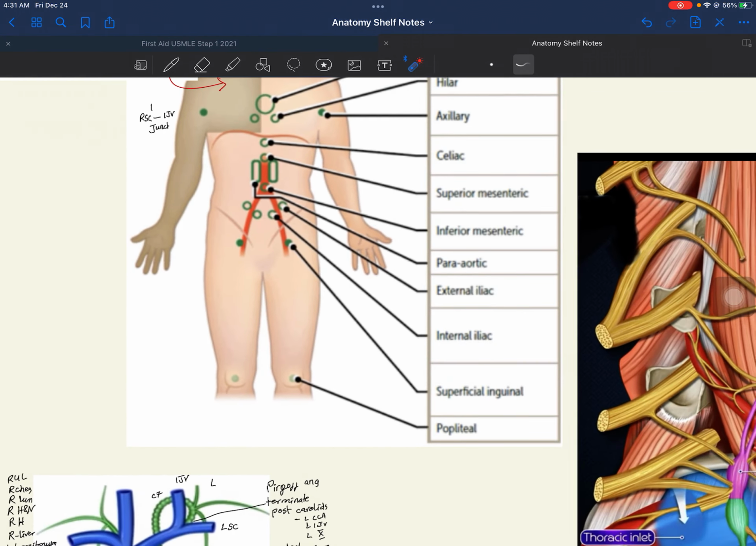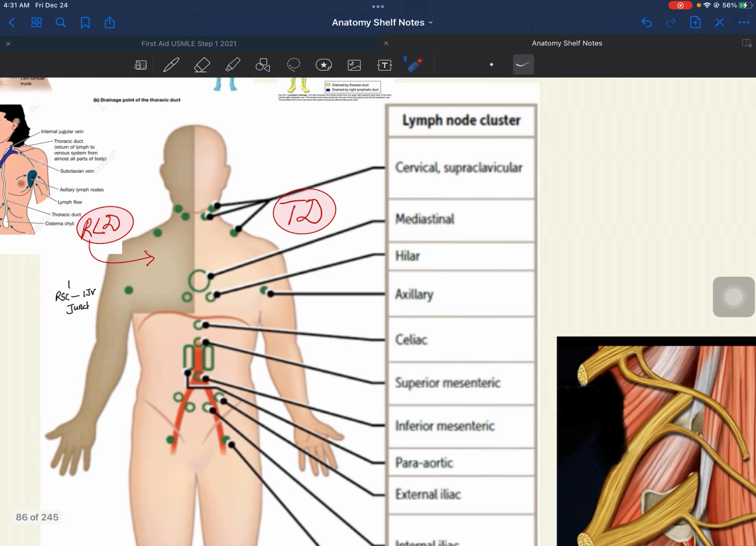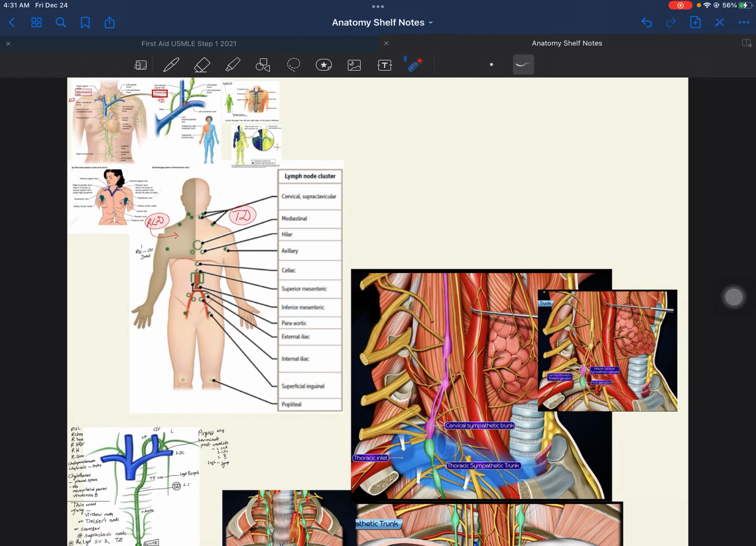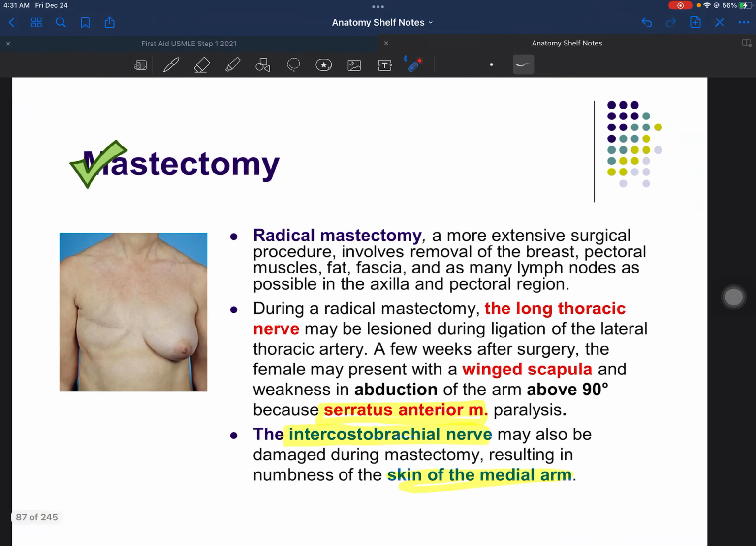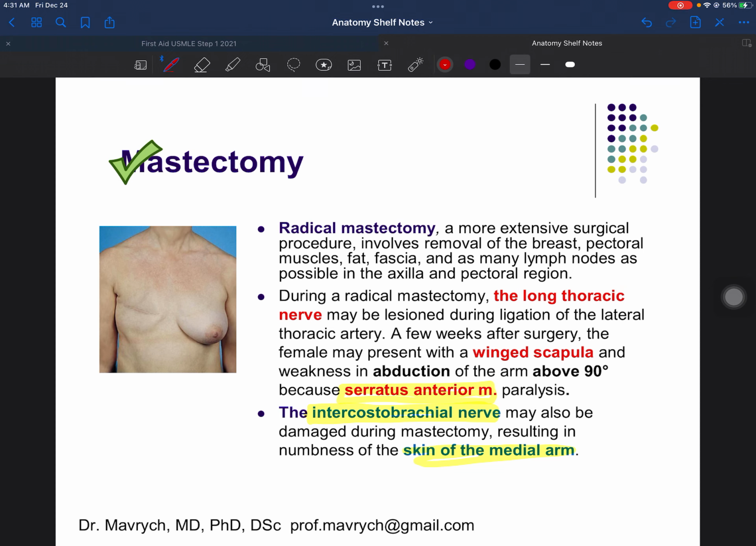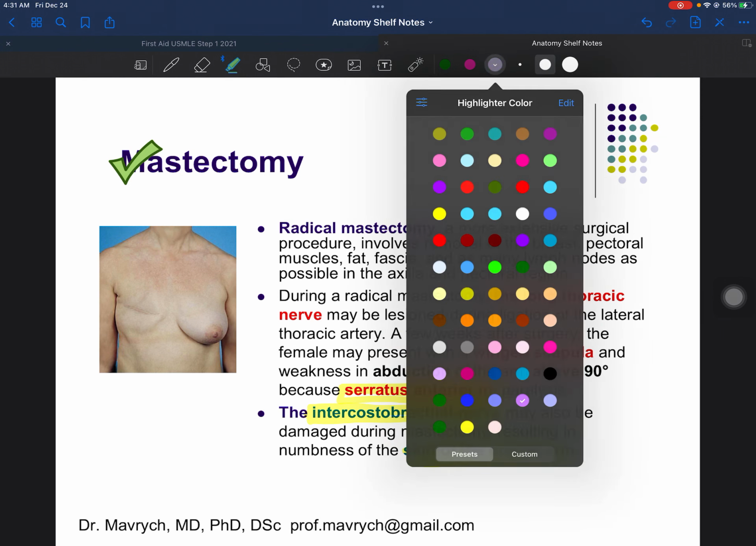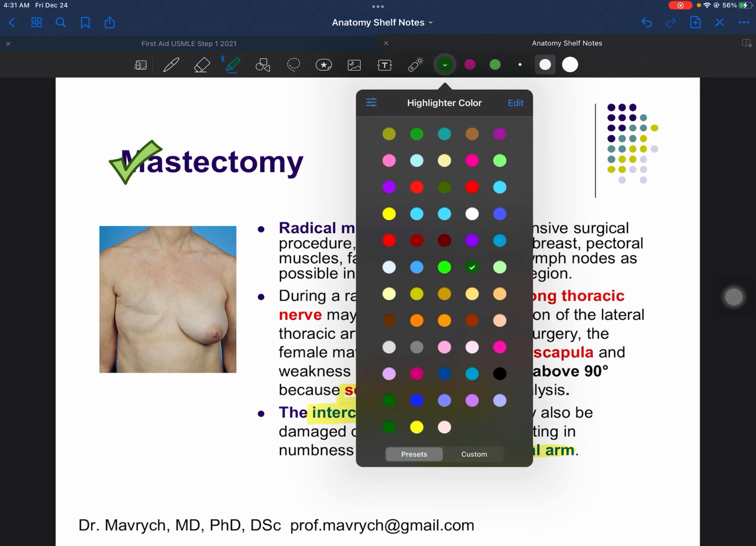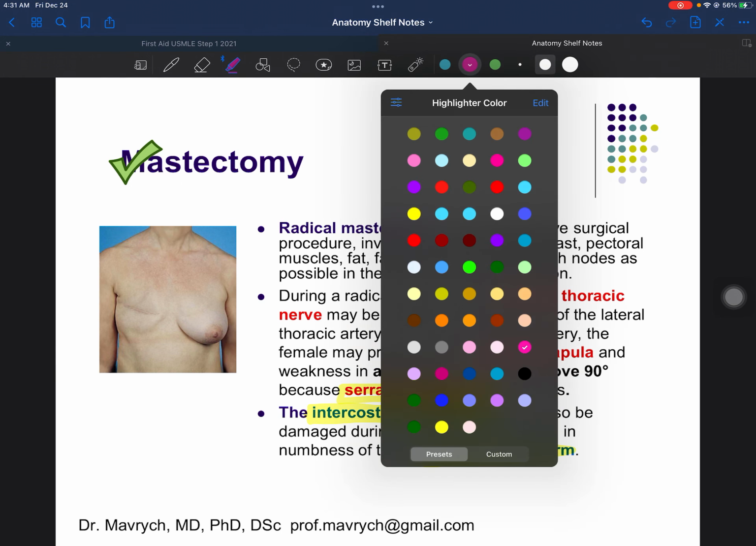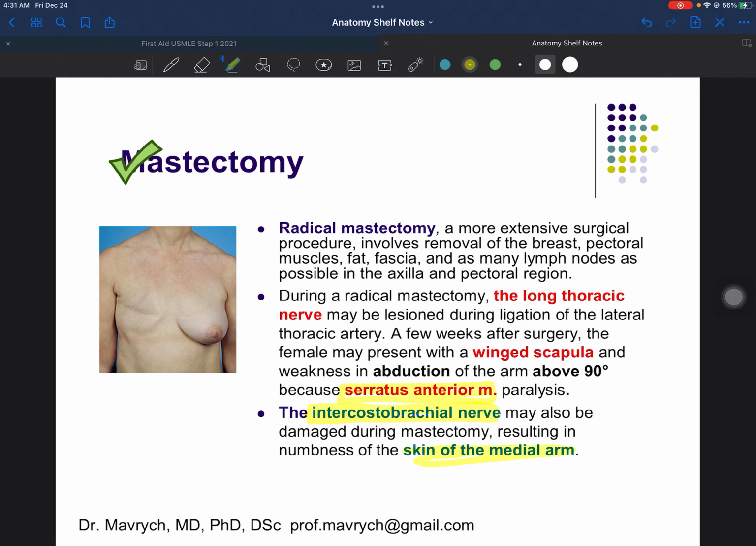I'm just going to read this aloud quickly so we can remember. I'm not going to read it here because there is a better one with more information that I might need. So here, this is the mastectomy. We're talking about the mastectomy. In the mastectomy, what do we see? Let me take the blue. Let me take the green. Okay, so this is the radical mastectomy.